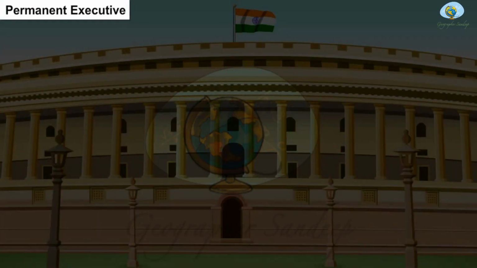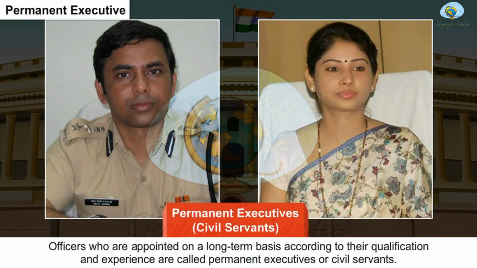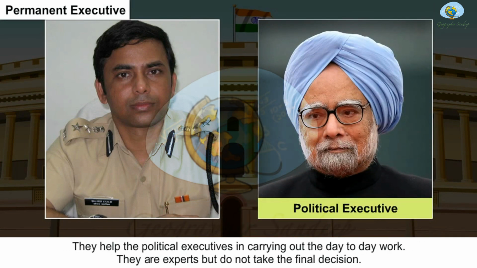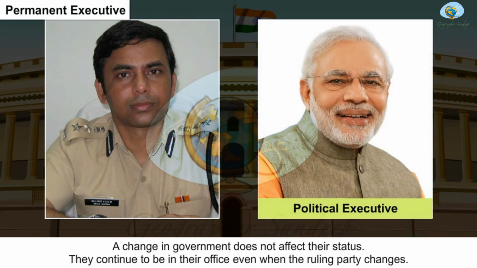Permanent executives. Officers who are appointed on a long-term basis according to their qualification and experience are called permanent executives or civil servants. They help the political executives in carrying out the day-to-day work. They are experts but do not take the final decision. A change in government does not affect their status. They continue to be in their office even when the ruling party changes.